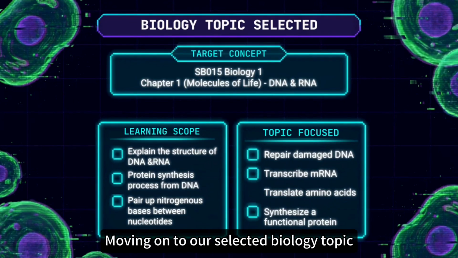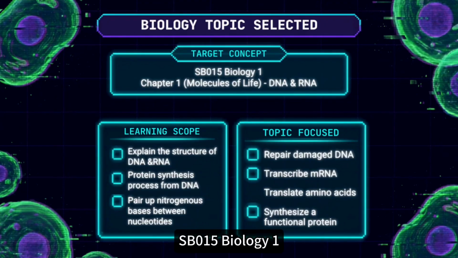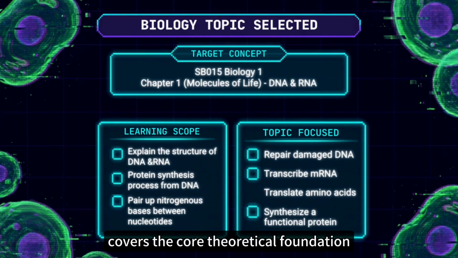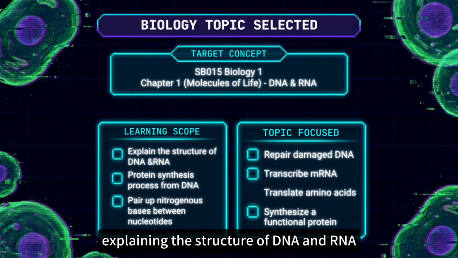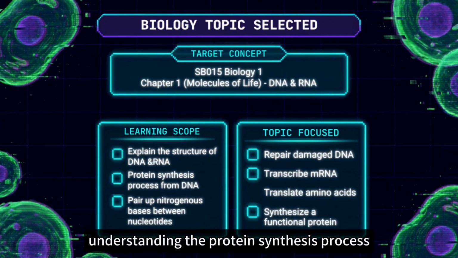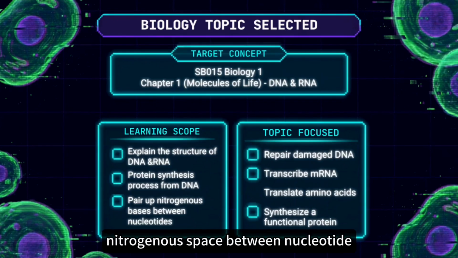Moving on to our selected biology topic, Escape the Cell RPG is specifically aligned with the SP015 Biology 1 syllabus under Chapter 1 Molecule of Life, focusing on DNA and RNA. Our learning scope covered the core theoretical foundation students must grasp, explaining the structure of DNA and RNA, understanding the protein synthesis process, and correctly pairing up nitrogenous bases between nucleotides.